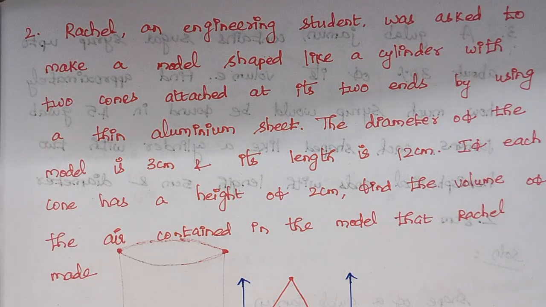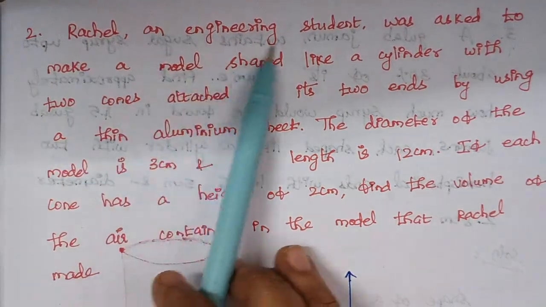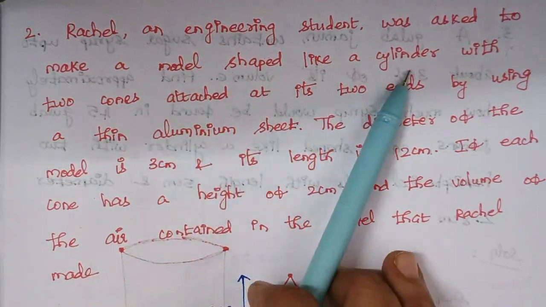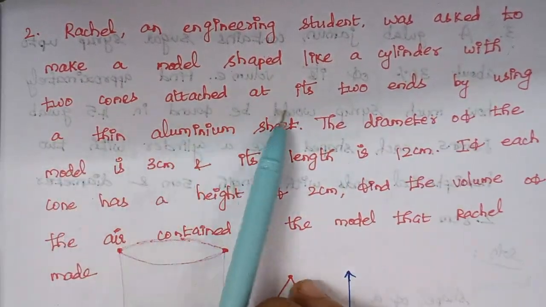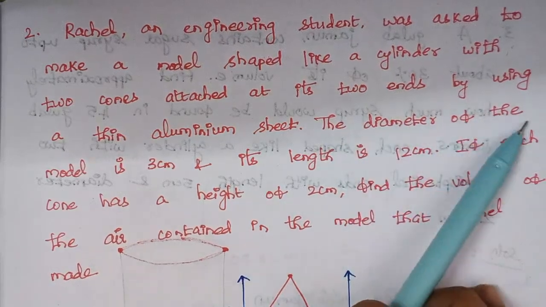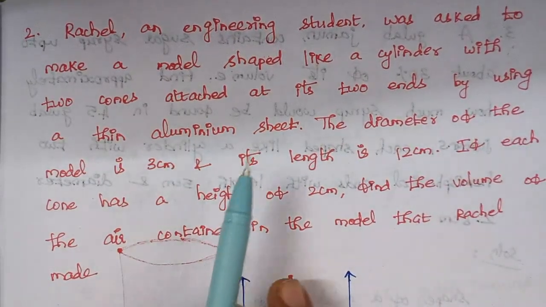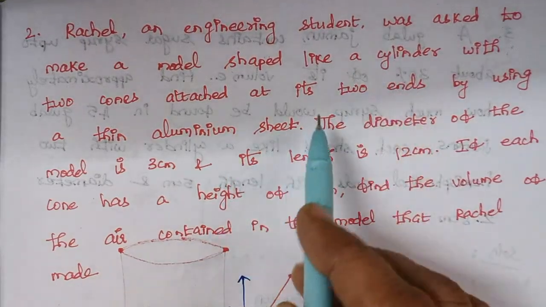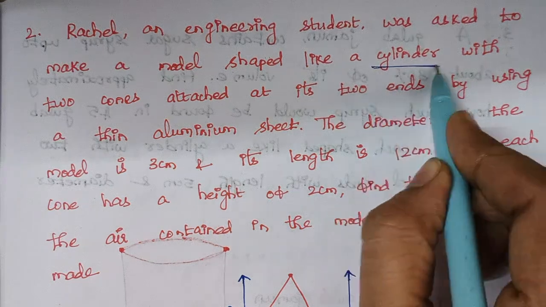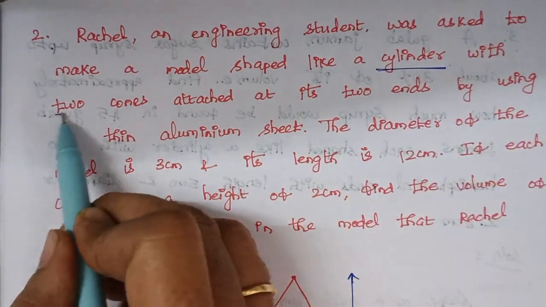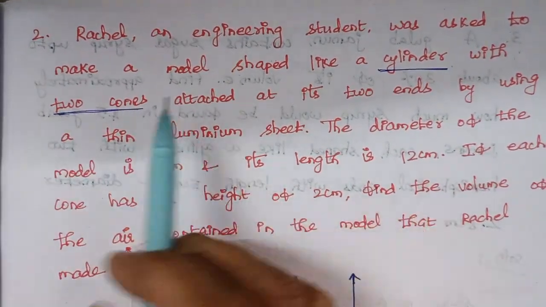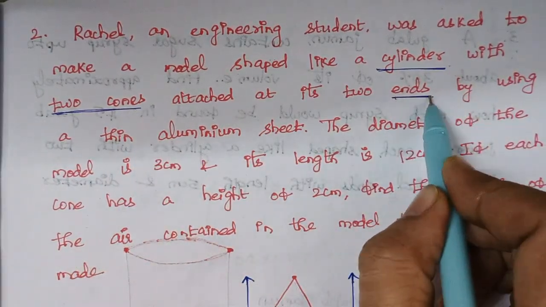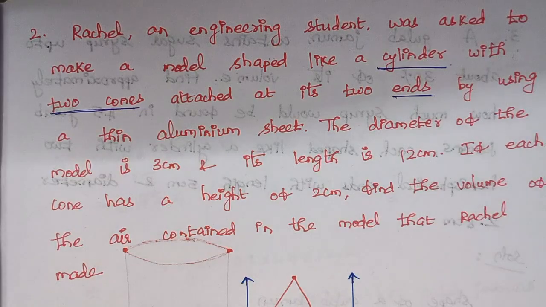Problem number 2. Rachel, an engineering student, was asked to make a model shaped like a cylinder with two cones attached at its two ends by using a thin aluminum sheet. So what are all the shapes here? We have a cylinder with two cones. And these two cones are attached at the ends of the cylinder.